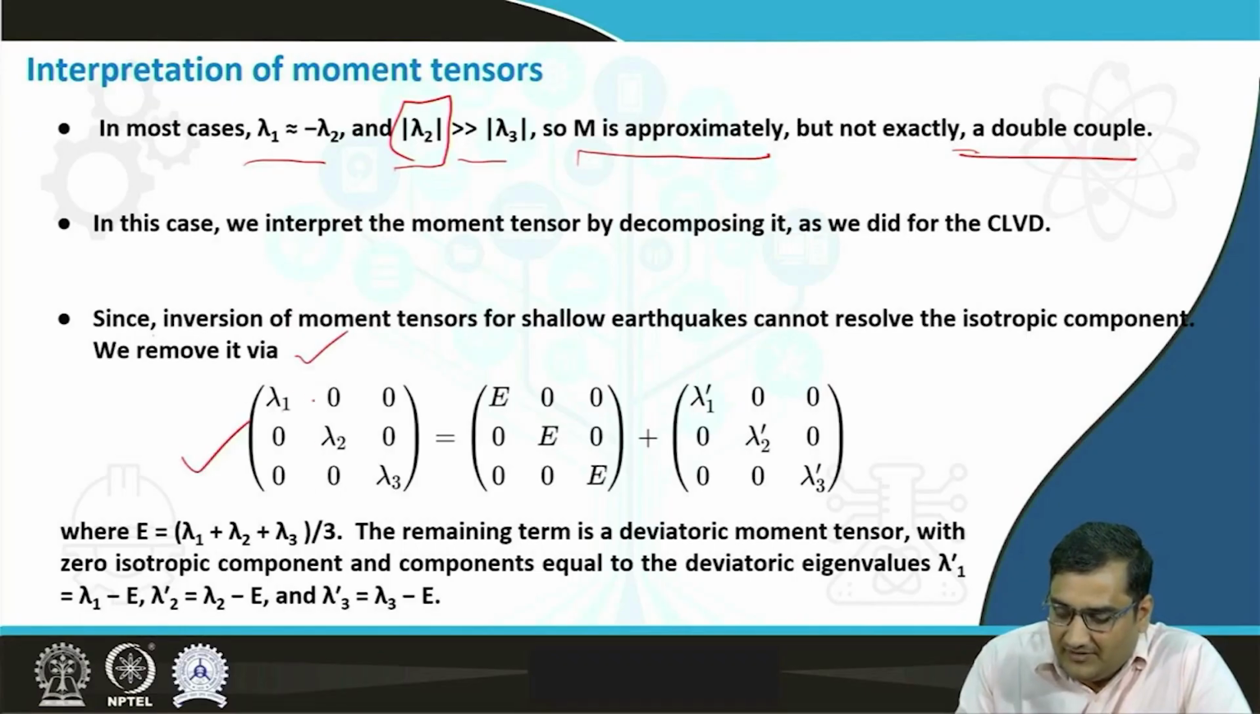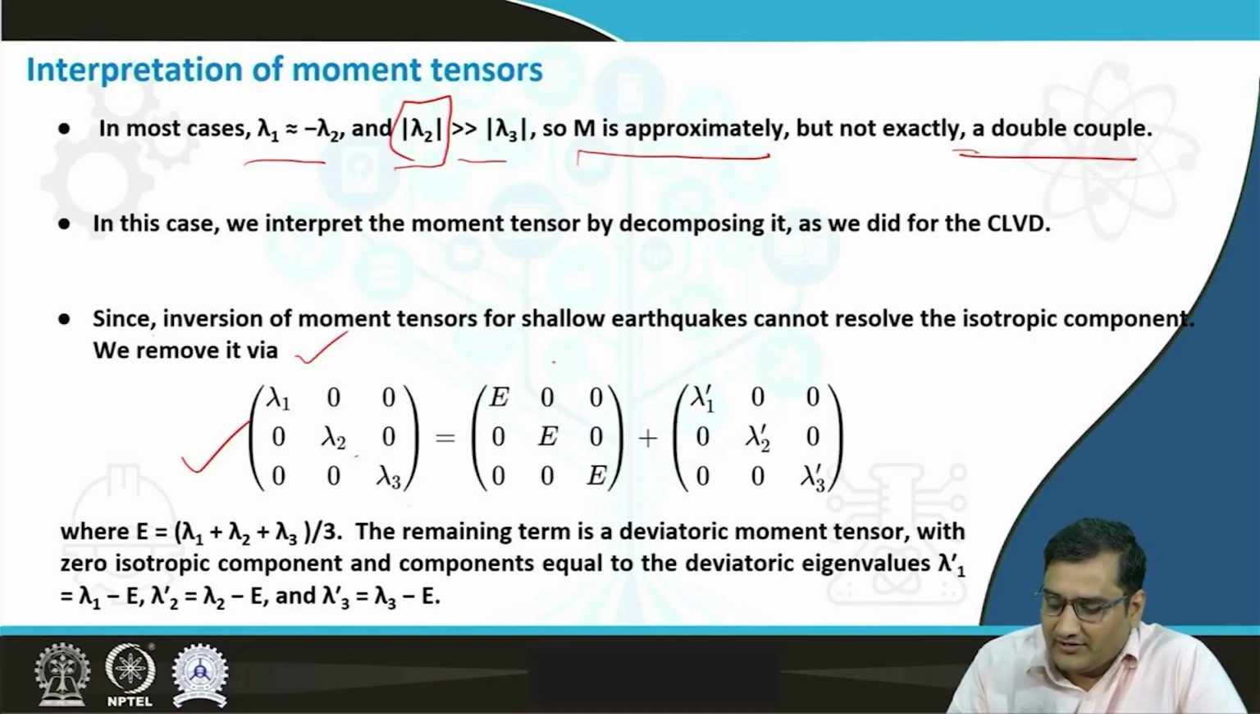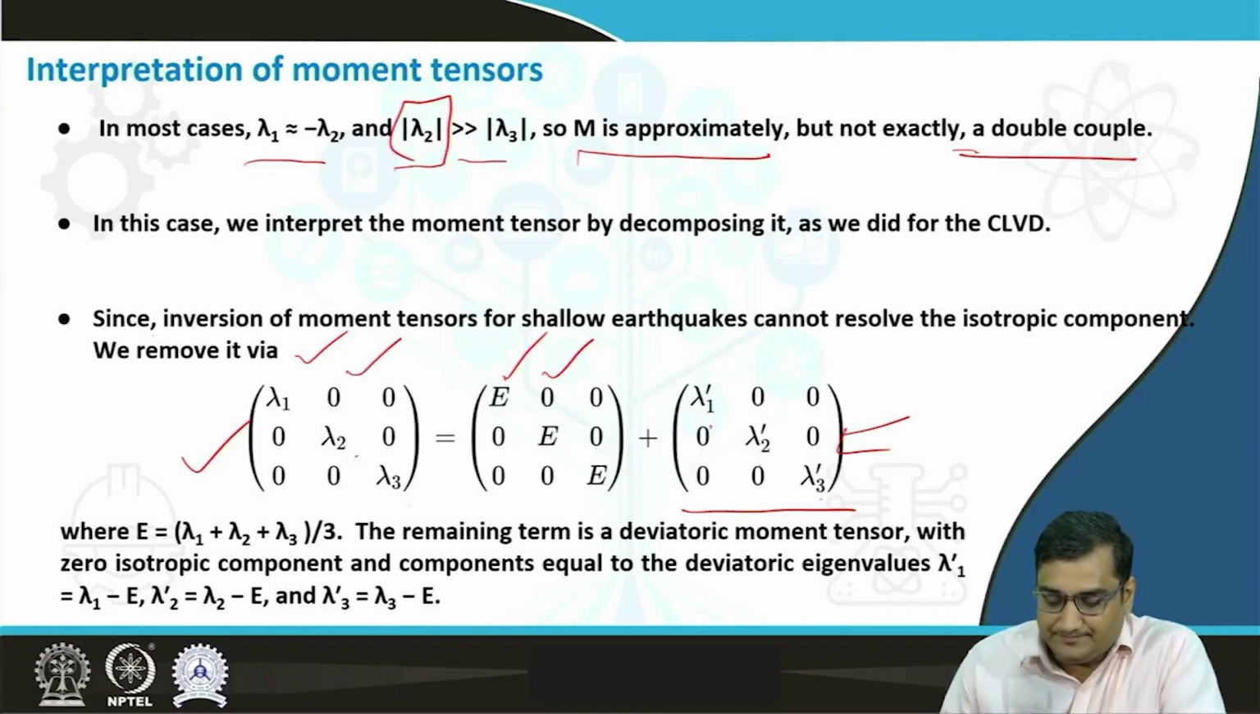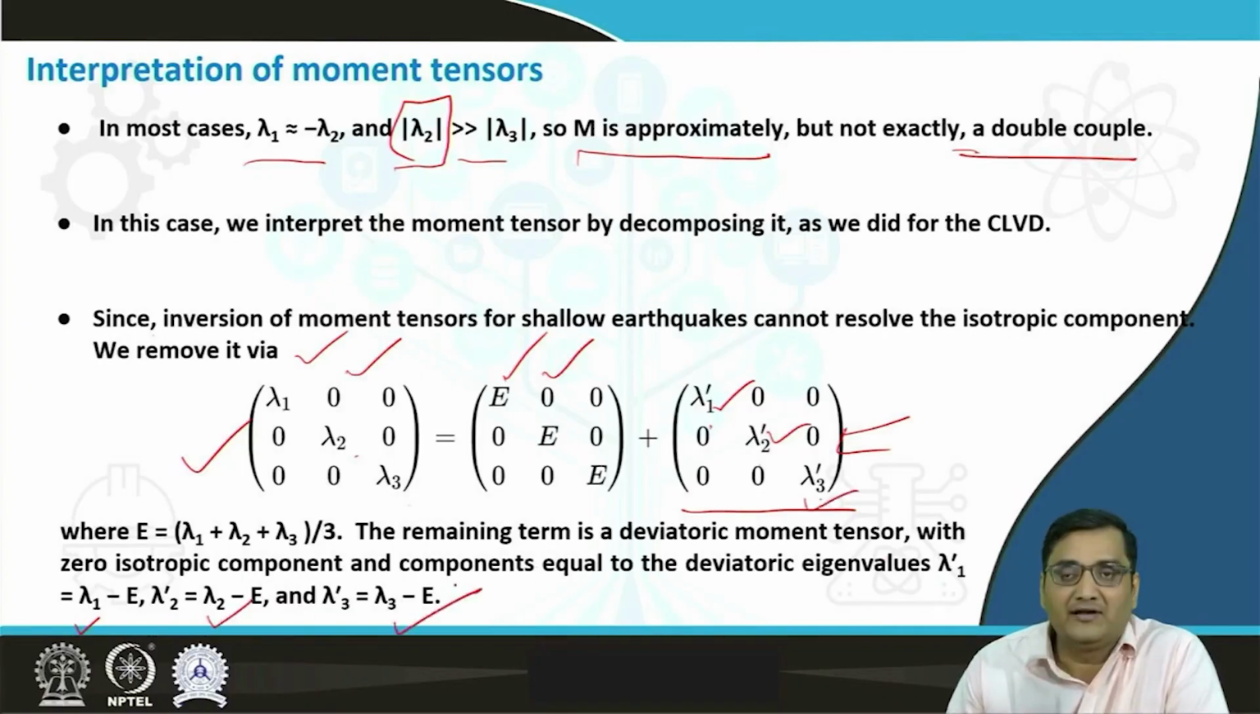So lambda 1, lambda 2, lambda 3, this is the moment tensor, and we can decompose it into its isotropic component and another moment tensor, that is lambda 1 dash, lambda 2 dash and lambda 3 dash, which is basically a deviatoric moment tensor, and E is basically (lambda 1 plus lambda 2 plus lambda 3) by 3, that is the mean of the diagonal elements of the moment tensor. And the value of lambda 1 dash will be equal to lambda 1 minus E, lambda 2 dash will be equal to lambda 2 minus E, and lambda 3 dash will be equal to lambda 3 minus E.